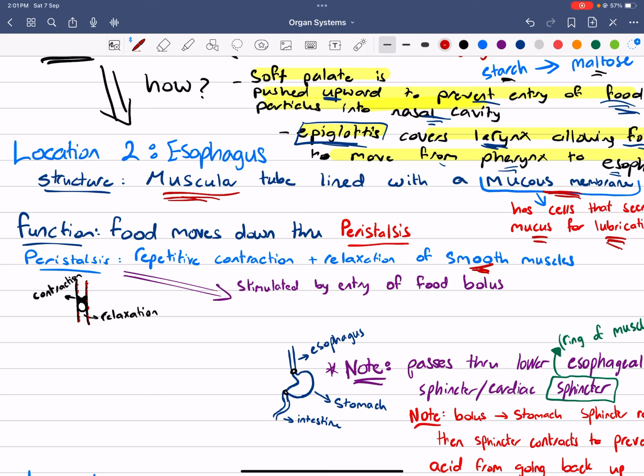And now another process that helps this food bolus, this is the food bolus, to move from the esophagus to the stomach, is called peristalsis. Now, what is peristalsis? Peristalsis is the repetitive, so pay attention, repetitive contraction and relaxation of the smooth muscles in the esophagus. And what stimulates peristalsis is the entry of the food bolus. So once the food bolus enters, this stimulates peristalsis, which is the contraction and relaxation of smooth muscles.